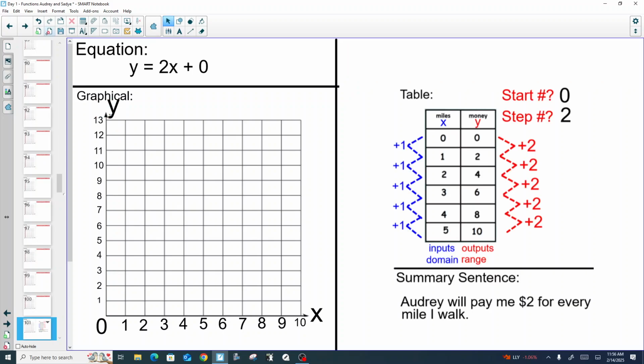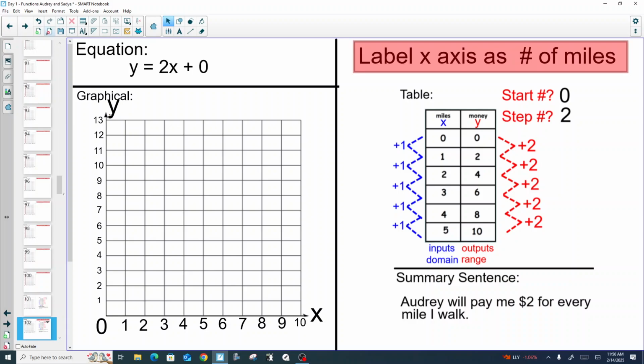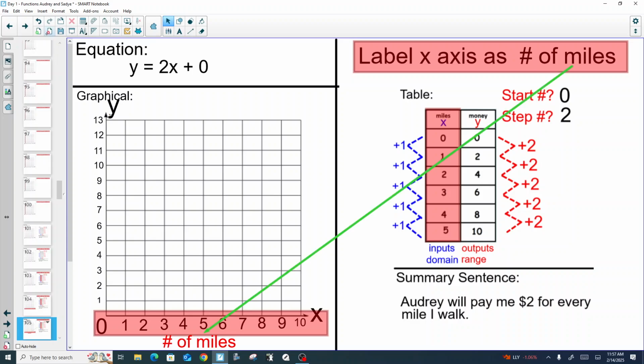The next thing that we're going to do is we're going to look at this table right here, and we're going to get some information off of it. Hey, don't we have an x column? Don't we have an x column on here? Label the x-axis for my x column. Do you see that my x column is known as miles? So guess what my x-axis numbers are going to represent? The number of miles. So if you don't mind, just put number of miles.